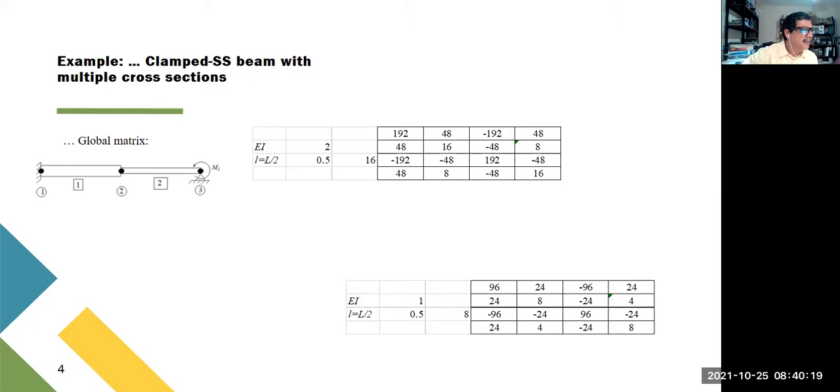Okay, so this is the first. This is like your, where am I? Here I am. So this is like your K of the first element. This is your K.